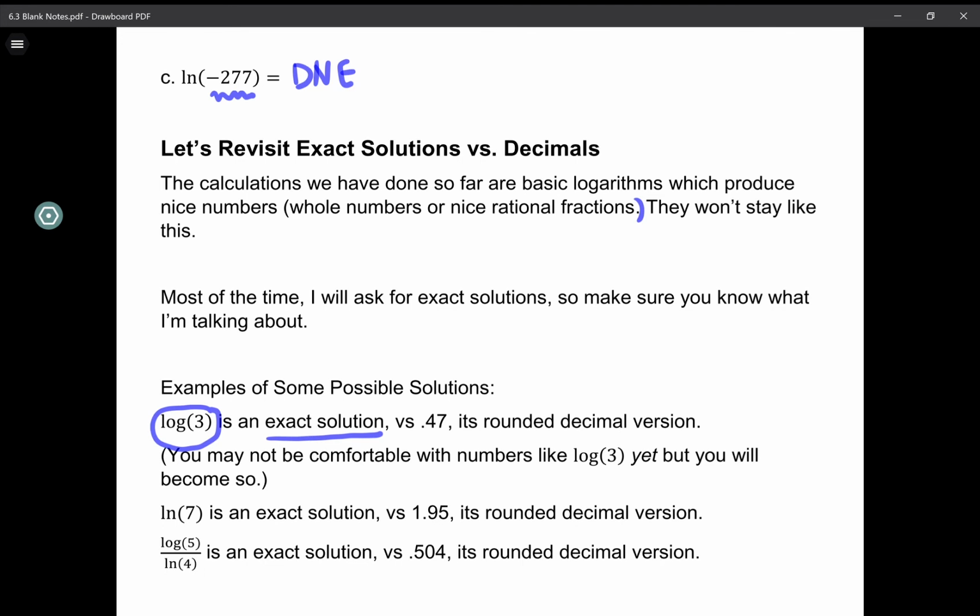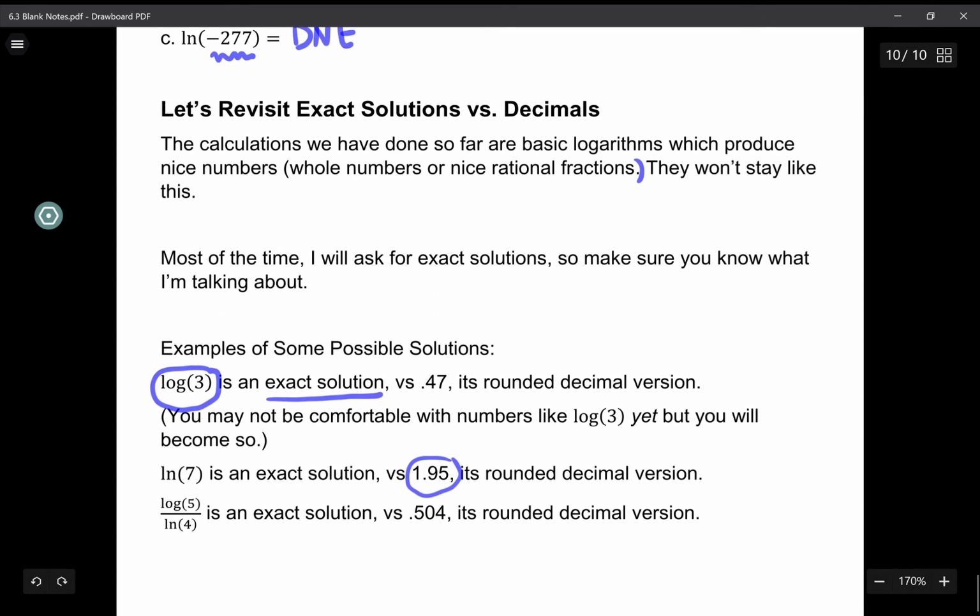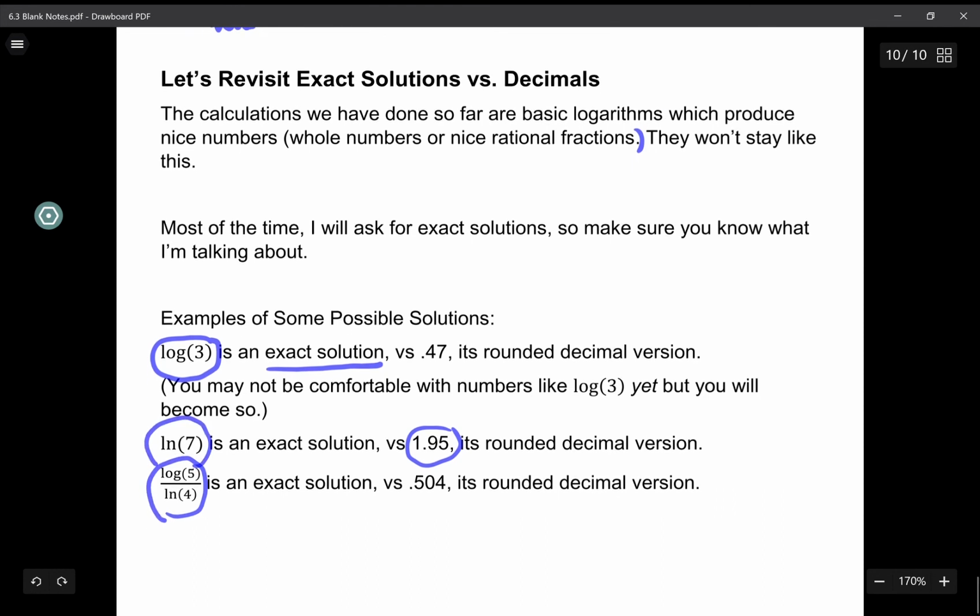Another example, natural log of 7 is an exact solution. 1.95 is a rounded version. You can use that for story problems, but if I'm asking for exact solutions, I want to see that natural log of 7, or even log 5 divided by natural log of 4. Again, those are the exact solutions. So you will be having solutions that look like those. All right, well, welcome to logarithms.